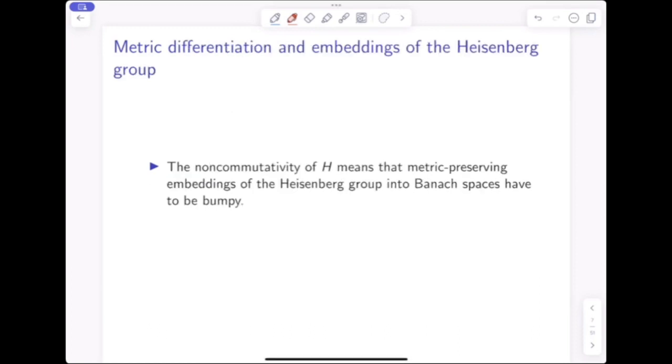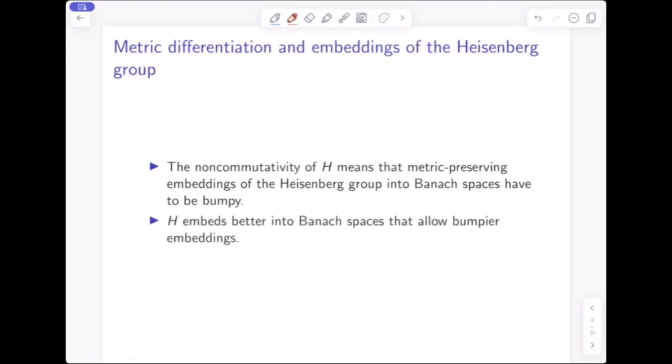And so I want to tell you about 2 main points. One, that the non-commutativity of the Heisenberg group means that any embedding of the group into a Banach space has to be bumpy. It can't be smooth. It has to be rough. It has to have structure at many different scales. And I'll try to explain what I mean by that. And then 2, because of that, the Heisenberg group embeds better into Banach spaces that allow for bumpier embeddings. And so I want to get a little bit into the geometry of Banach spaces and how different Banach spaces are going to admit different sorts of embeddings. Okay.